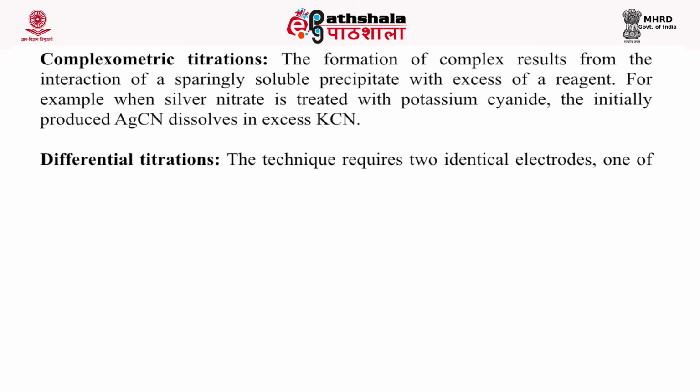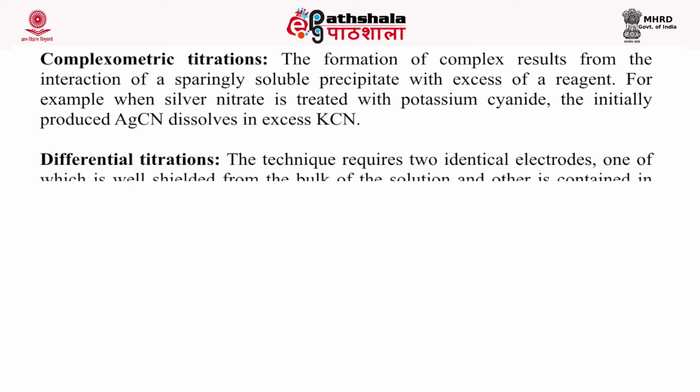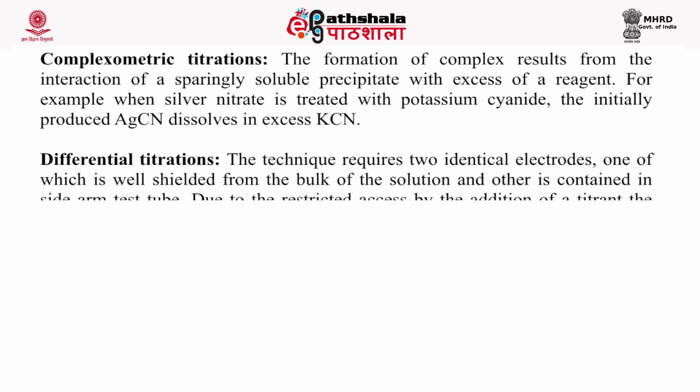Differential titrations. In order to increase the accuracy attainable in the titration of acids and bases, it is desirable to have precise methods for evaluating the purity of the several substances that are commonly employed as acidimetric and alkalimetric standards. The technique requires two identical electrodes, one of which is well shielded from the bulk of the solution and the other is contained inside a test tube.